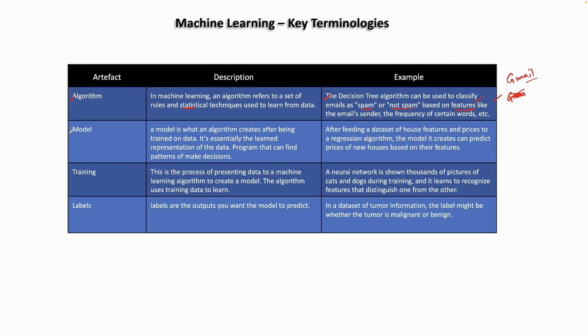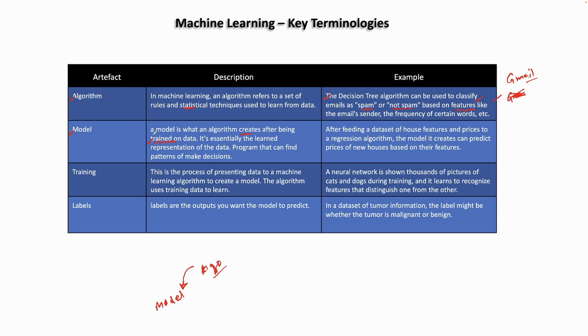Next comes the concept of a model, right? Again, model is what an algorithm creates. So always remember, a model is derived from an algorithm, right? So a model is what an algorithm creates after being trained on the data. We'll look at training as well, but for the moment, just try to understand that a model is coming from an algorithm, right? So it is essentially the learned representation of data. Another way to say it is, a model is a learned representation of data.